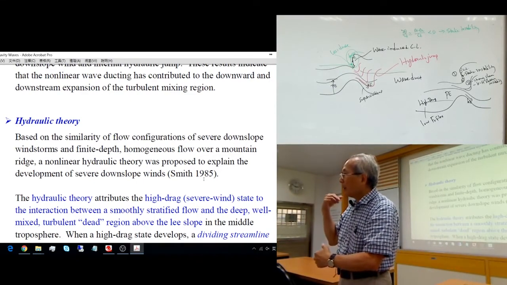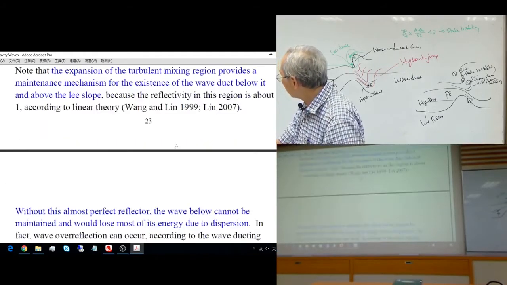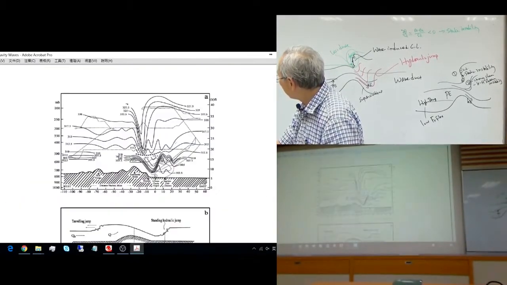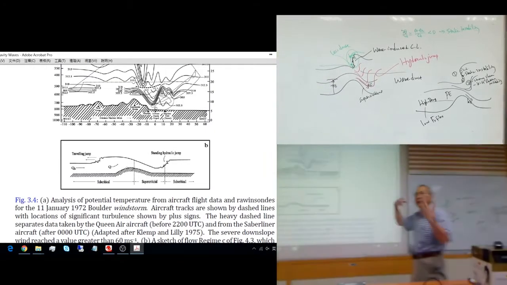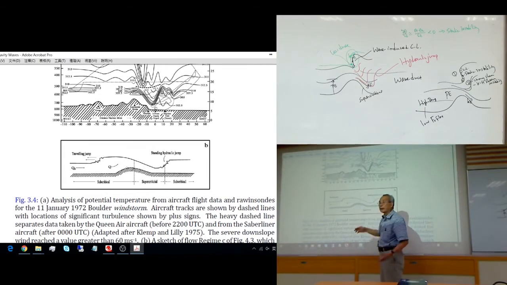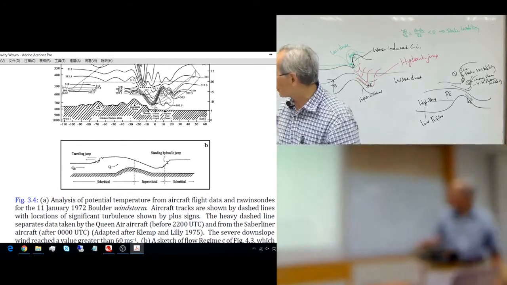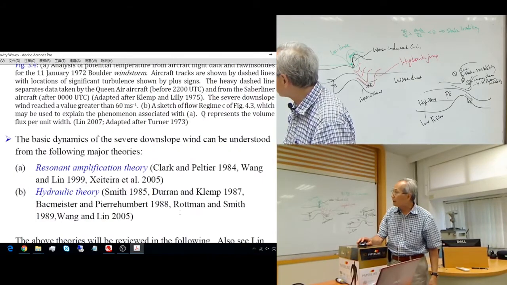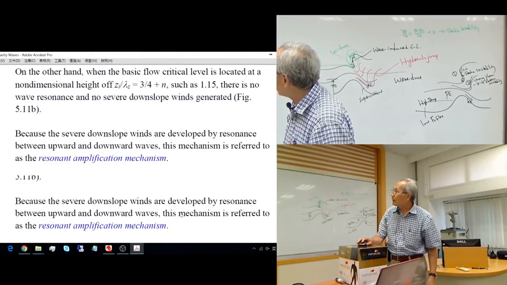Remember I showed you the conceptual model like this? Remember this one? In older times, people already had the idea that this zero-tons of wind is related to the hydraulic jump, but they didn't put it into a theory, into mathematical form. And Smith is the first one who proposed it, in 1985 in JAS, the Journal of the Atmospheric Sciences. So he proposed that. I probably don't have time to go through his theory.